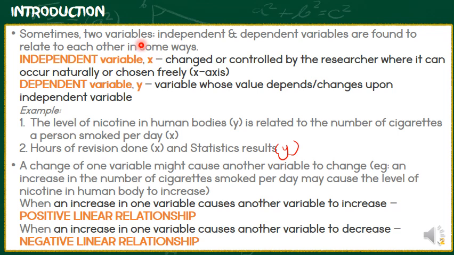So, dekat first point tadi dia kata sometimes 2 variable are found to be related to each other. So, related macam mana? Okay. A change in one variable might cause another variable to change. An increase in the number of cigarette smoke per day may cause the level of nicotine in human body to increase. Awak tengok dekat sini, lagi banyak hisap, lagi tinggi nikotin. Increase, increase.